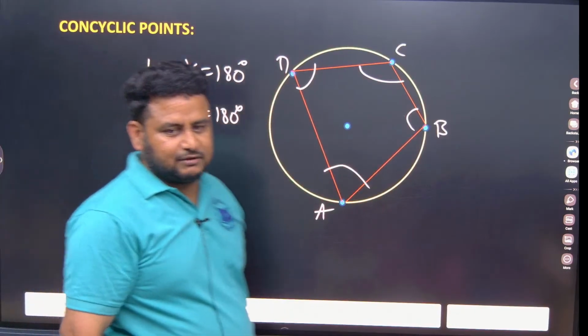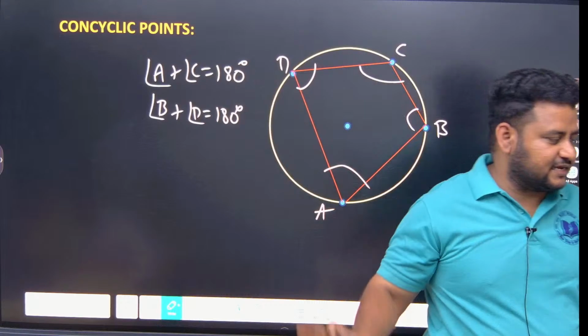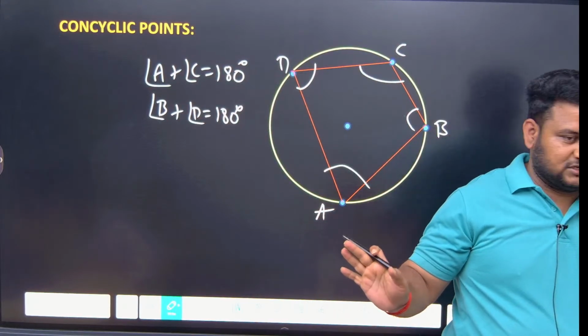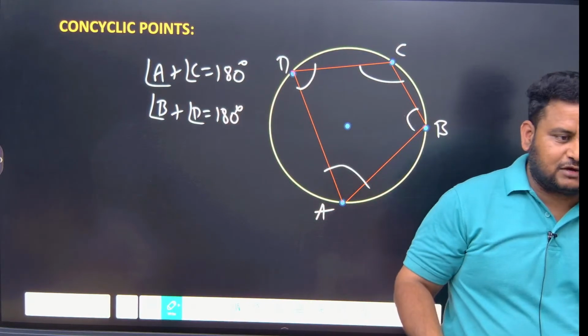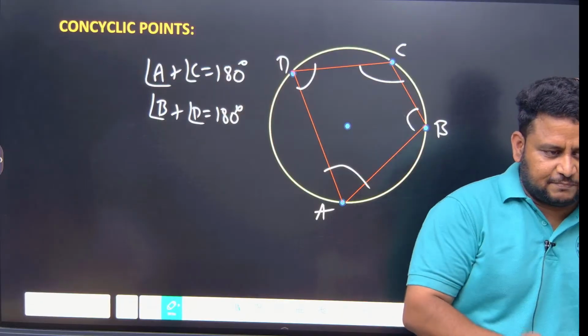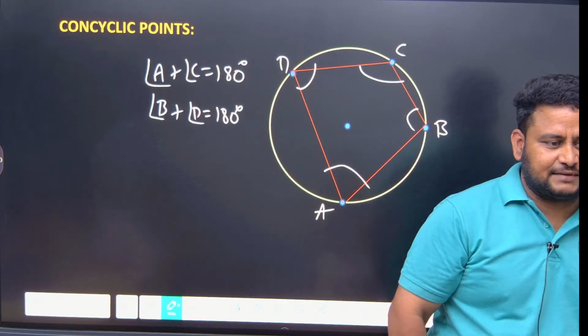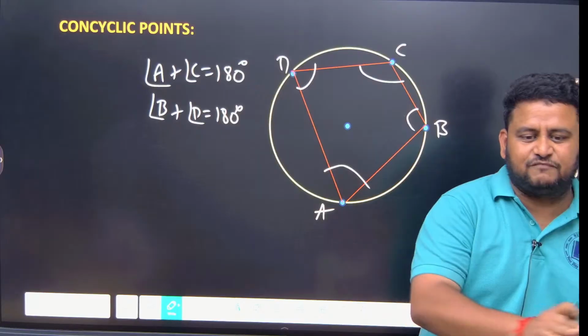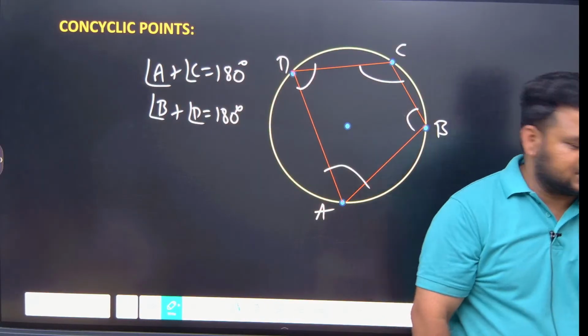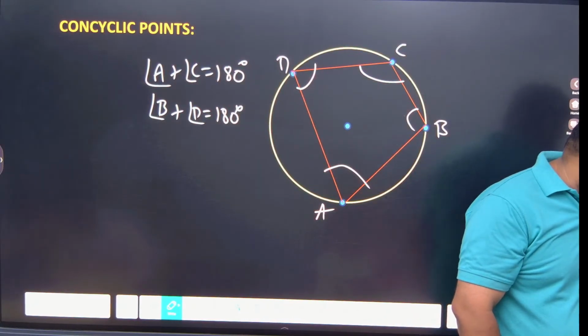Directly you can solve the questions based on this concyclic quadrilateral or concyclic points. If they say in a question that points P, Q, R are concyclic points, at that time you should know they lie on the circumference of the circle.